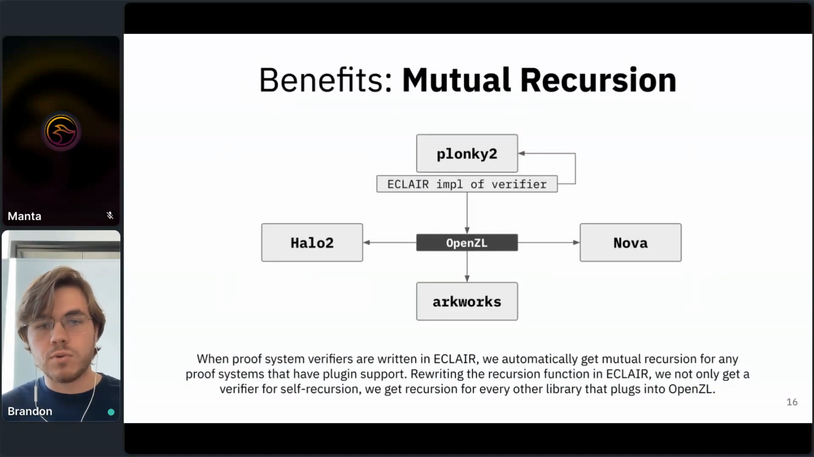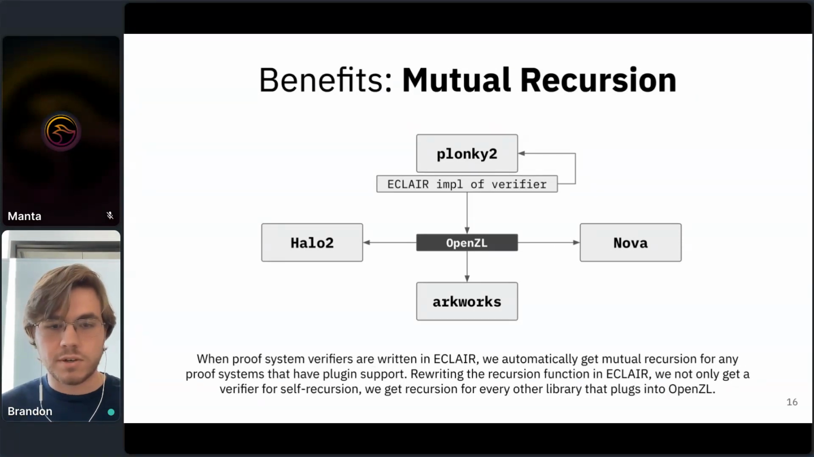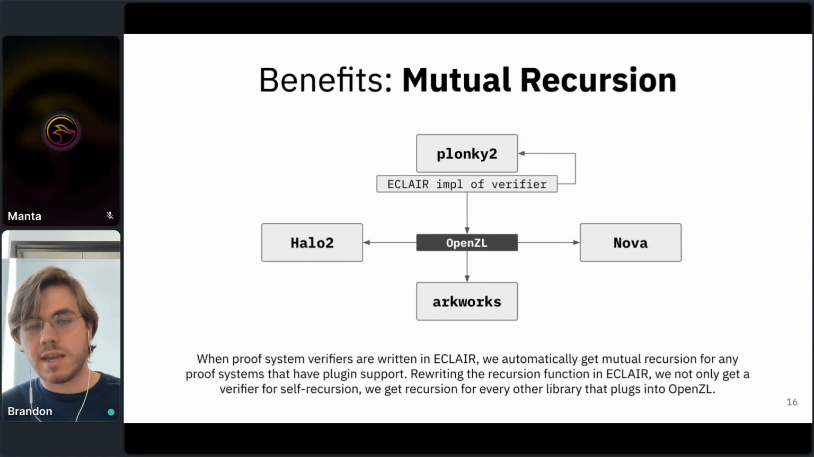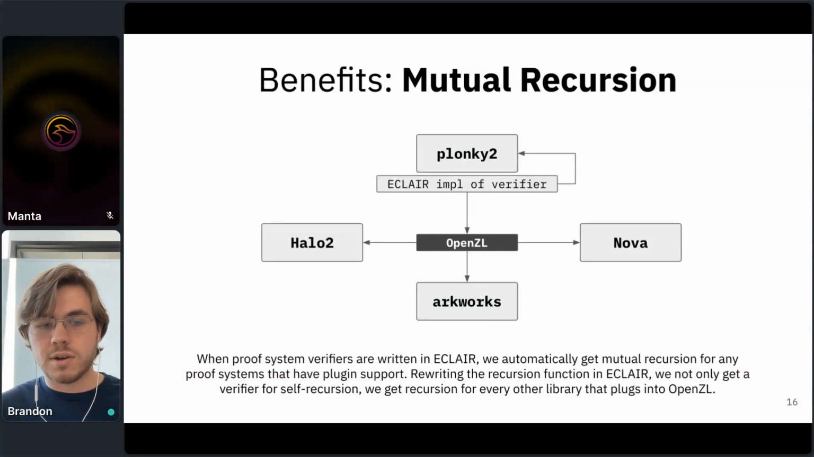And finally, one of the coolest and most powerful benefits, I think, now I'm nerding out here, is mutual recursion. This is something that's not really been possible yet, and it's because there are so many proof systems these days. If you want to do recursion, you have to write a recursion for every single combination that you want. So if you have 4 different proof systems, you'll need to write 16 different implementations. But this is insane, and nobody's going to do this.